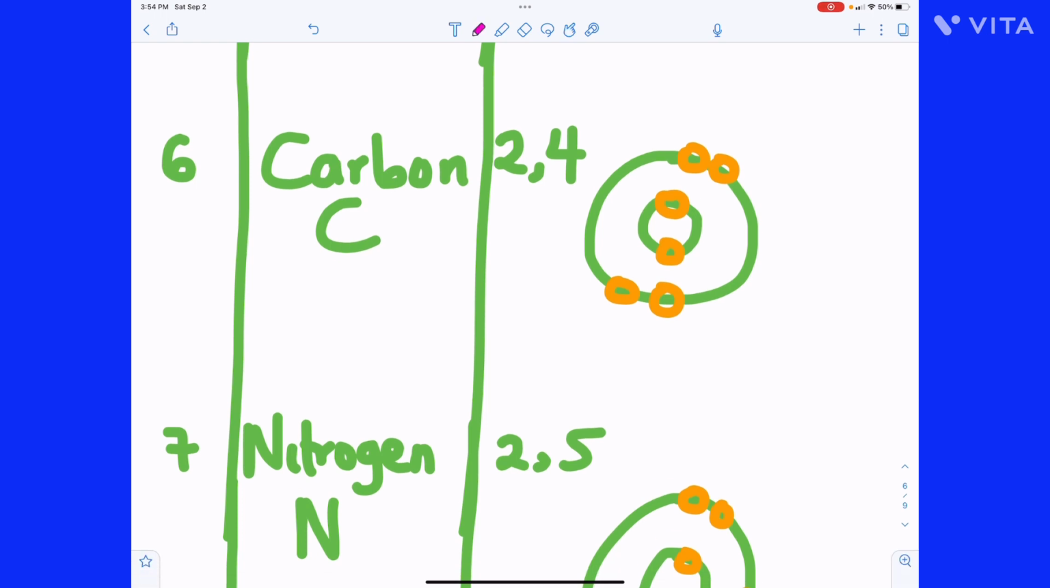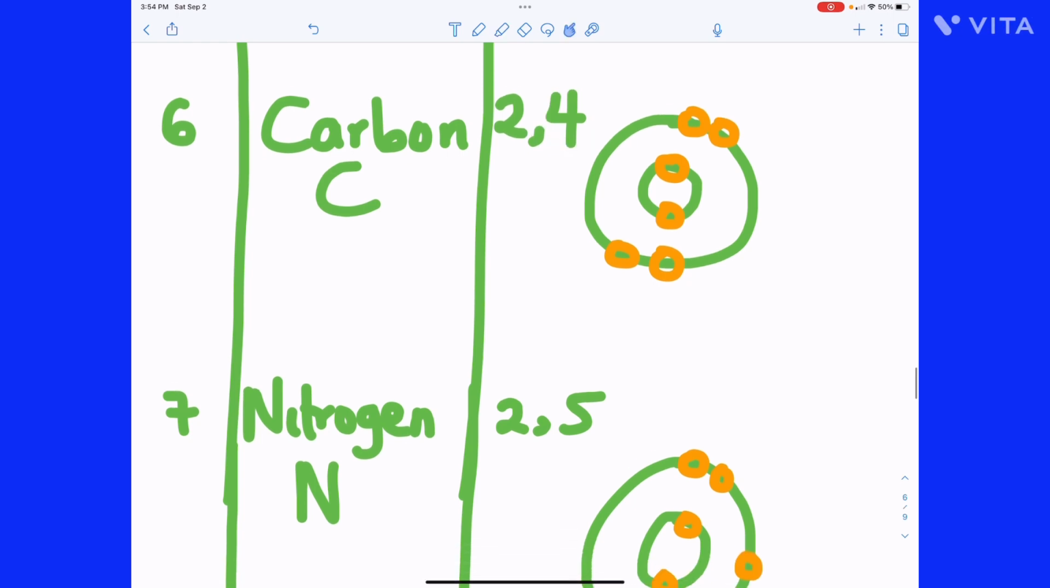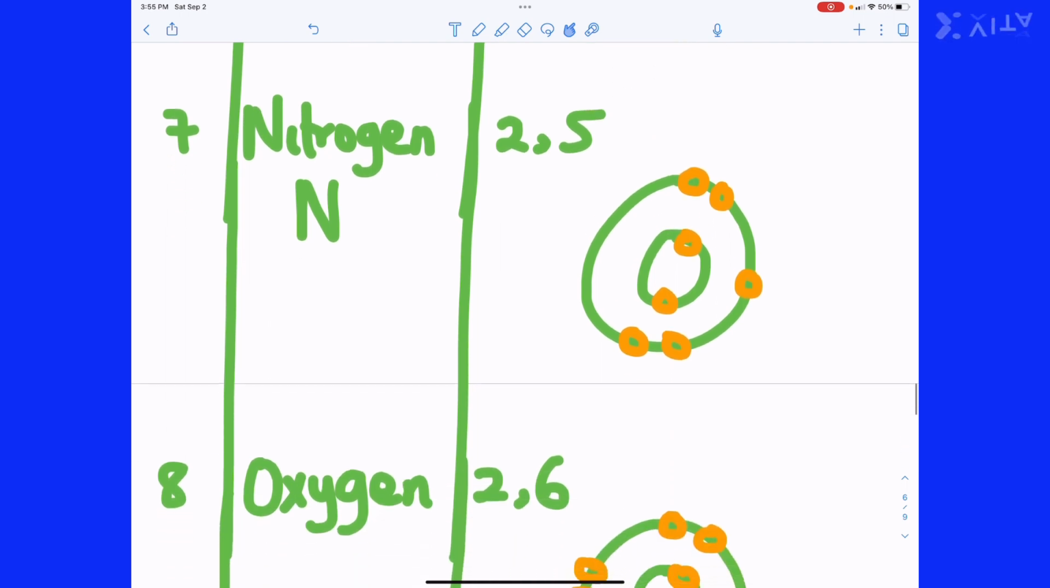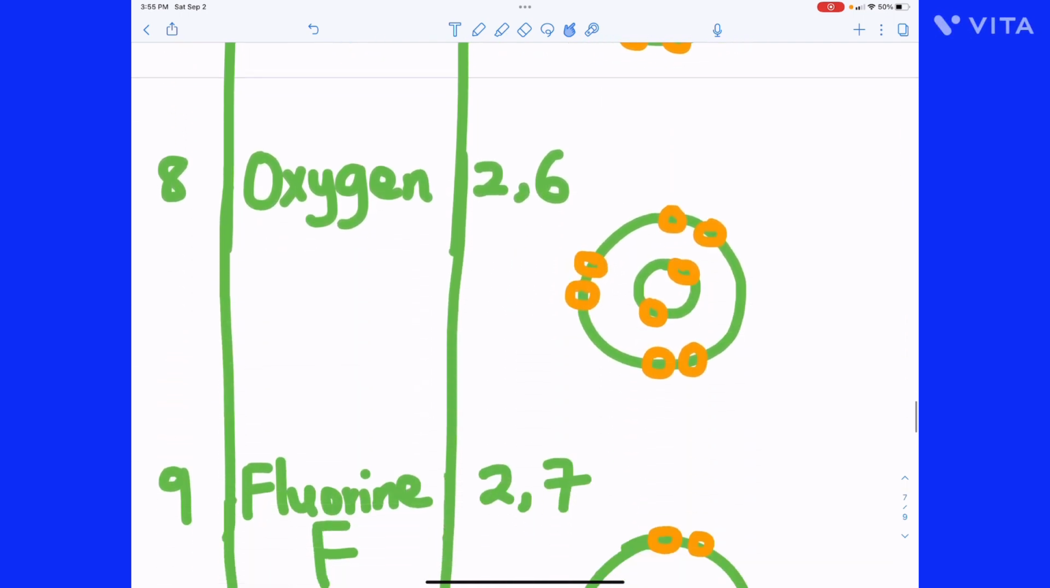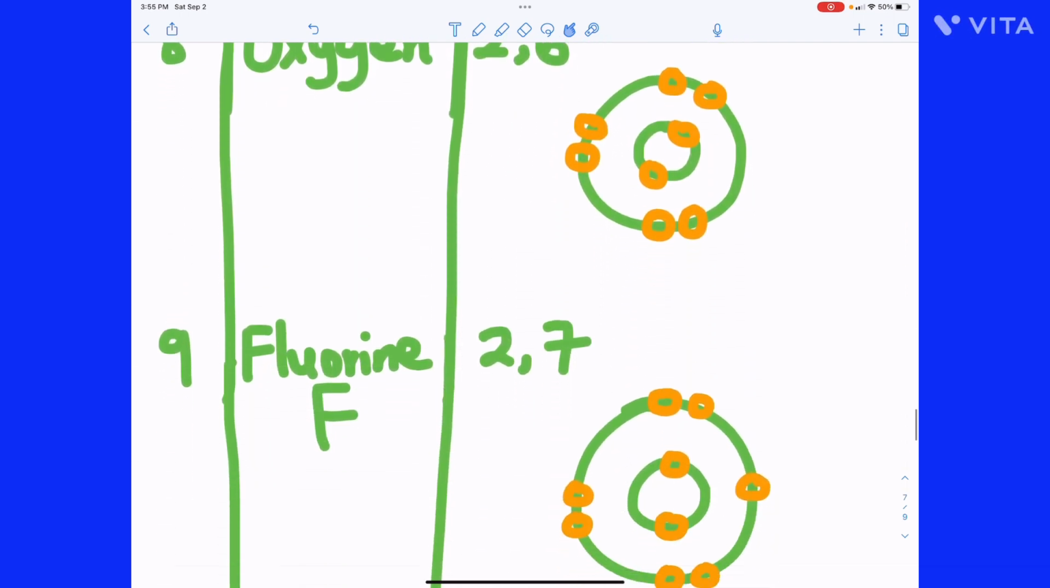Let's go to carbon. The atomic number of carbon is 6, so an atom of carbon contains 6 electrons. How do we fill 6 electrons into the shells of a carbon atom? The first shell will take 2, the second shell will take the remaining 4. So its electron configuration will be 2, 4. Nitrogen 2, 5. Oxygen 2, 6.